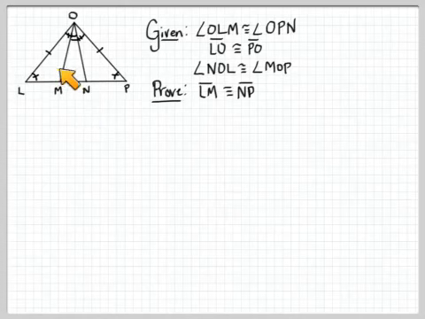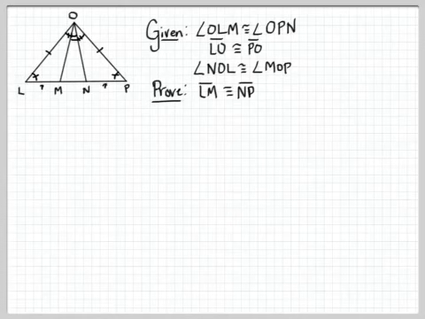LO is congruent to PO. And then I've got these overlapping angles, NOL and MOP, that are the same. Now I want to prove LM is congruent to NP. I want to prove this here. So I'm going to put question marks. I want to show that those are congruent.